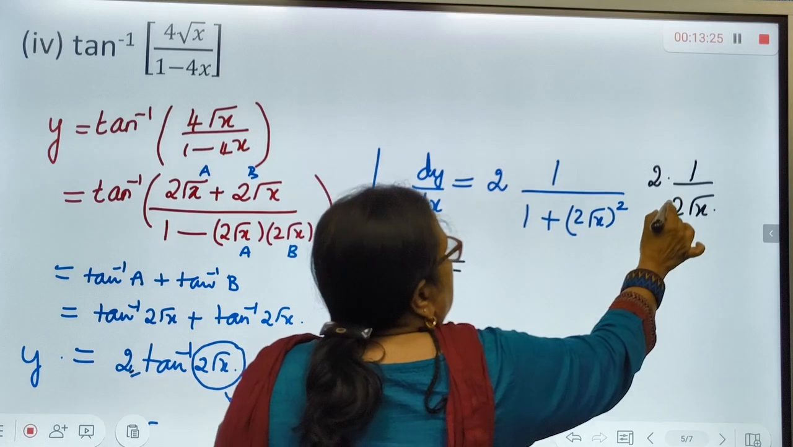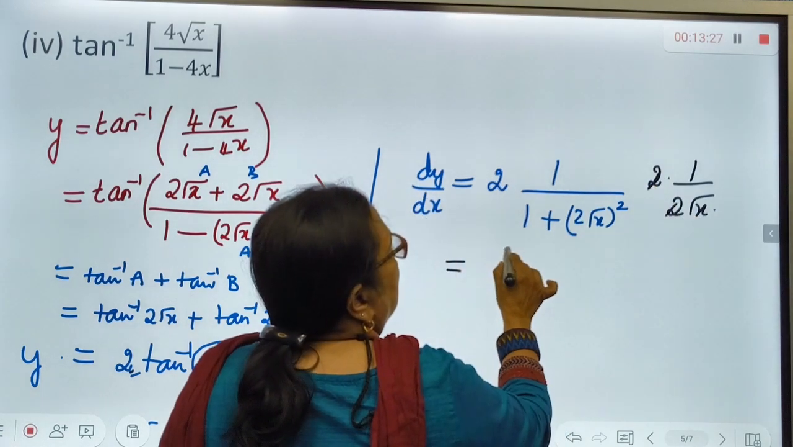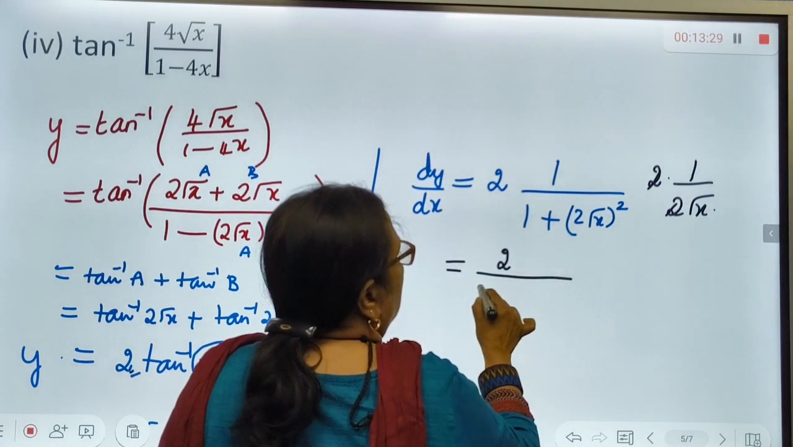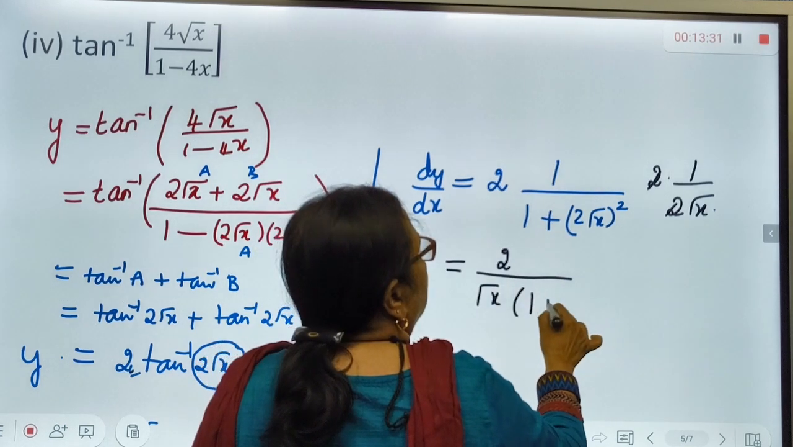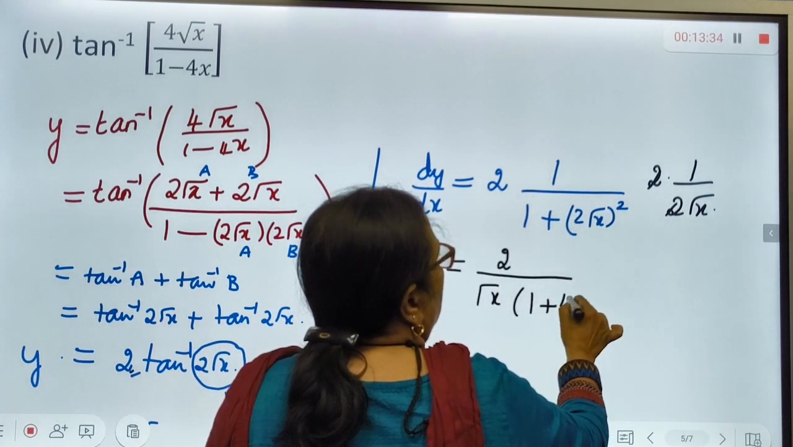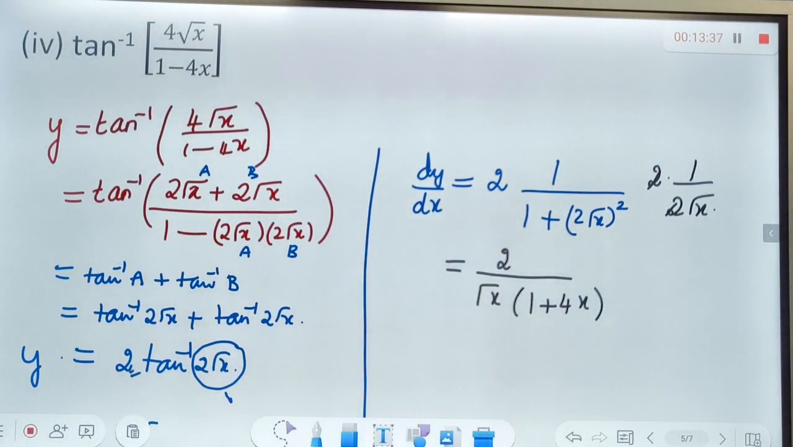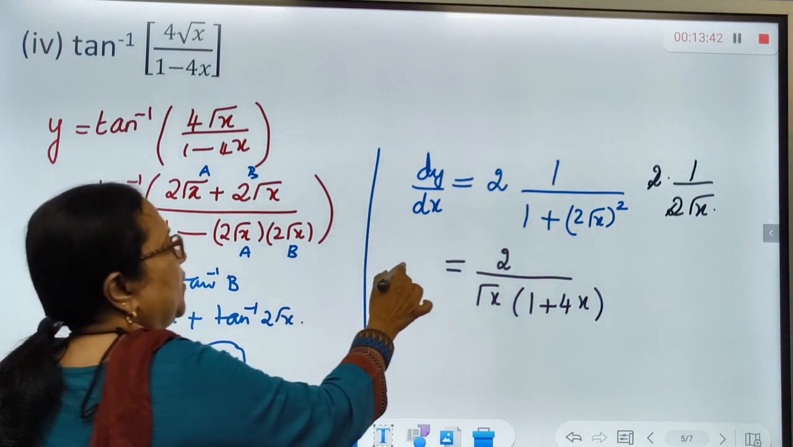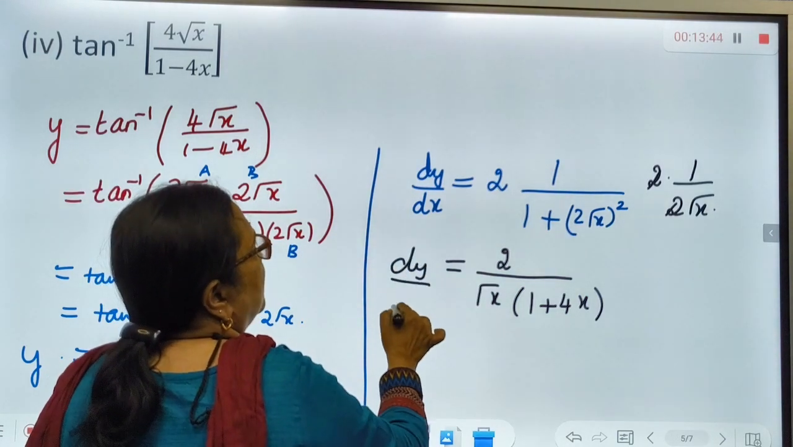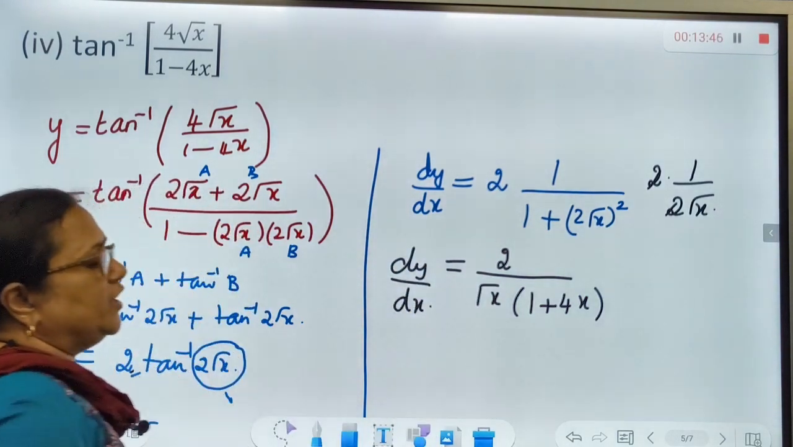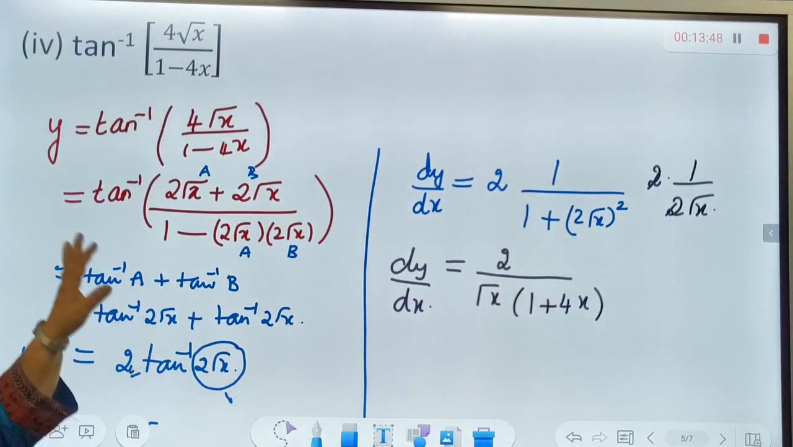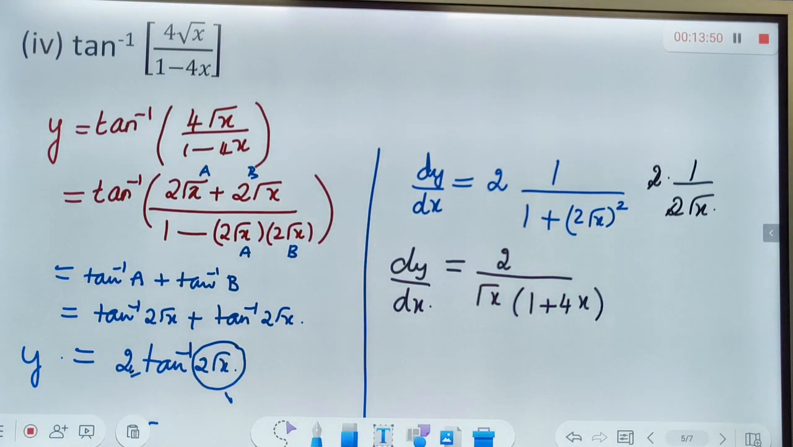Therefore, this becomes what? 2 by root x into 1 plus, this is what? 4x. 2 square is 4, root x square is x. So 2 by root x into 1 plus 4x is the dy by dx. It is the slope of the tangent at any point to the curve. Are you able to follow how to simplify these type of functions?